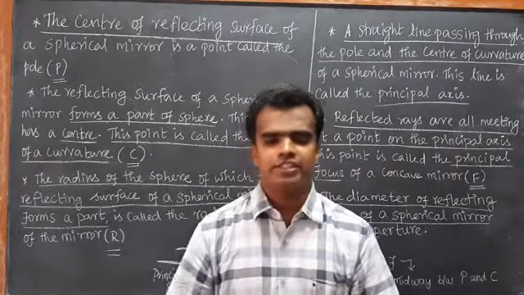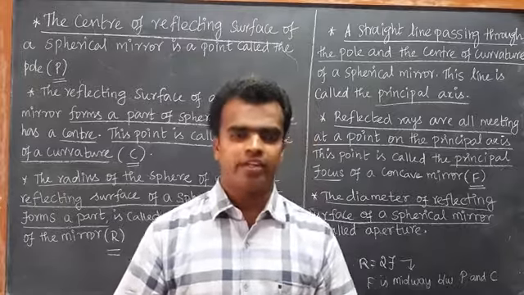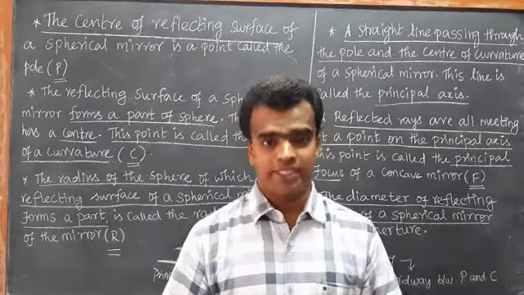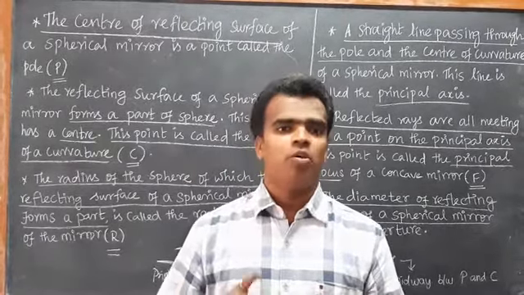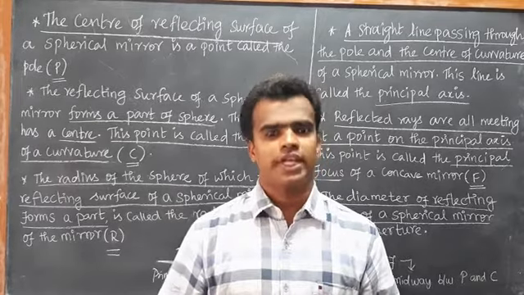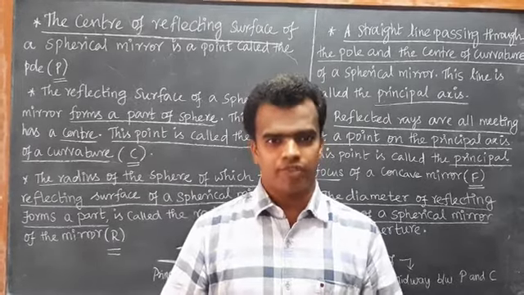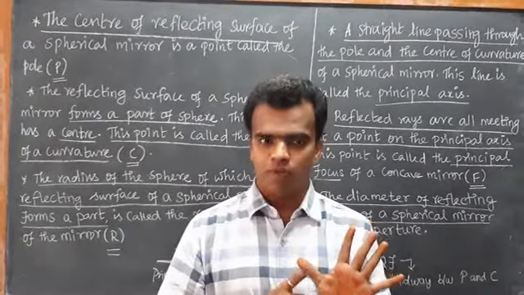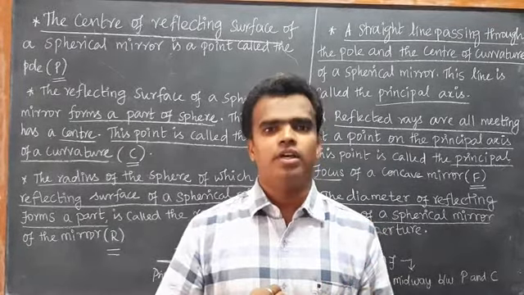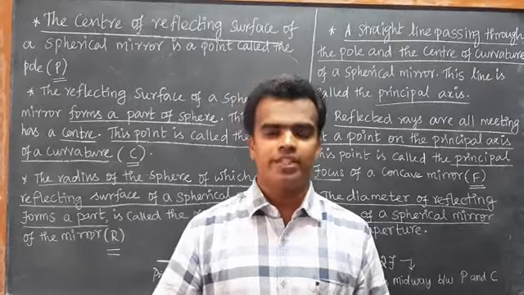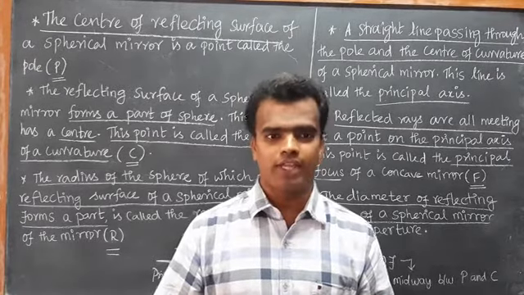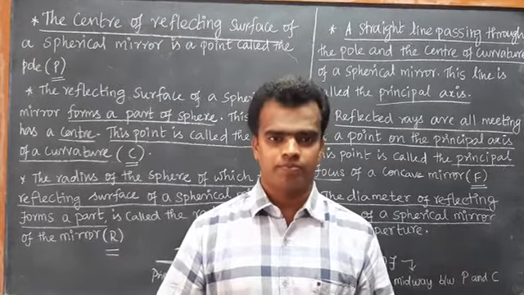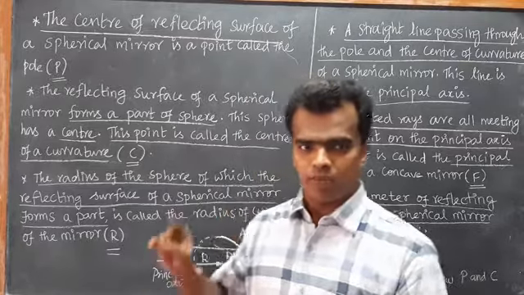Here we are going to discuss some basic terms in mirrors. What are the basic terms? Pole, center of curvature, radius of curvature, principal axis, principal focus, aperture. If we define principal focus, then we can define the focal length of that particular mirror. Let me start one by one.